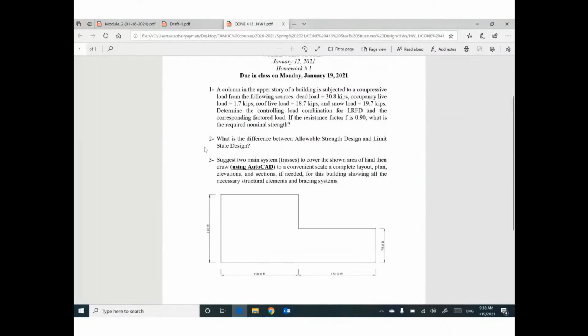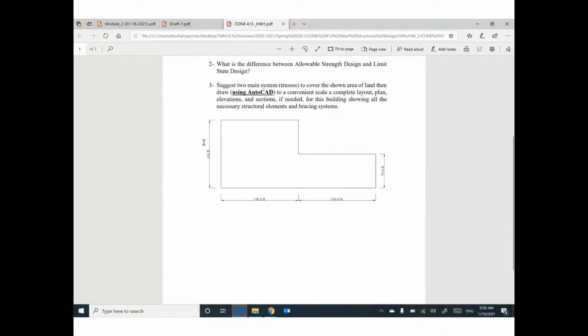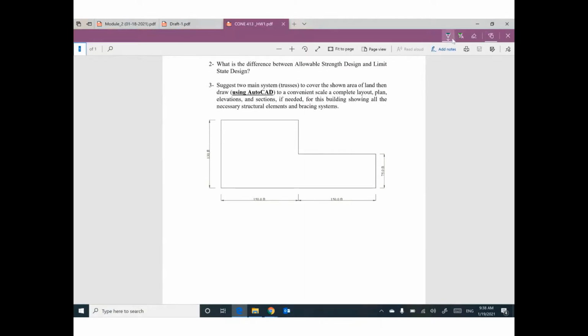Question number 1 and question number 2 are piece of cake. I will go through question number 3. We need to draw a layout to cover this area of land. You have this property and you need to build a warehouse, or you need to cover this area using truss or trusses.